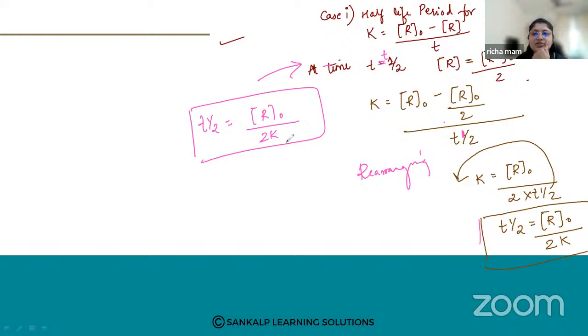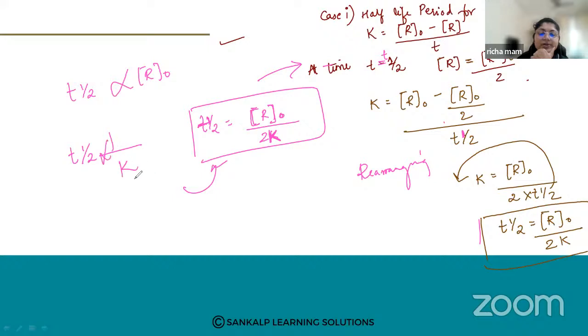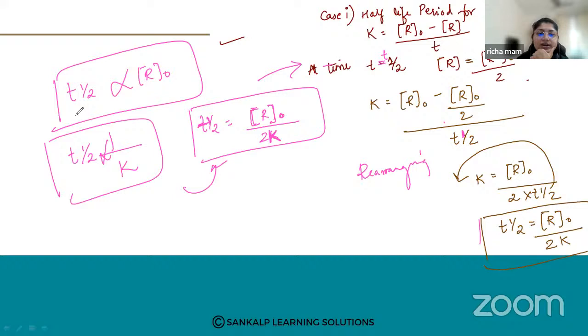What it means is that the half-life period for zero order reaction is directly proportional to its initial concentration. From this formula, you can see that the half-life of the zero order reaction is directly proportional to the initial concentration of the reactant, and it is inversely proportional to the rate constant. So these two are very important.